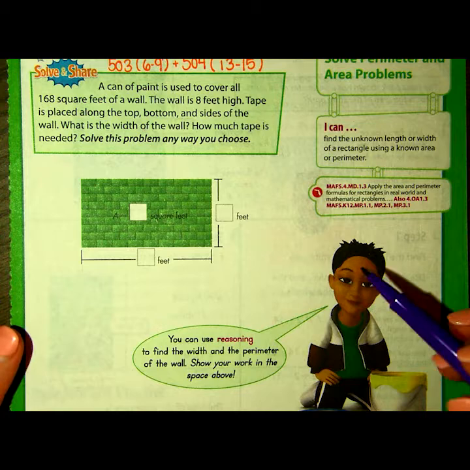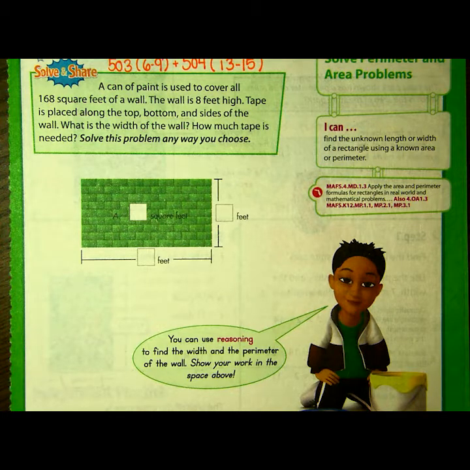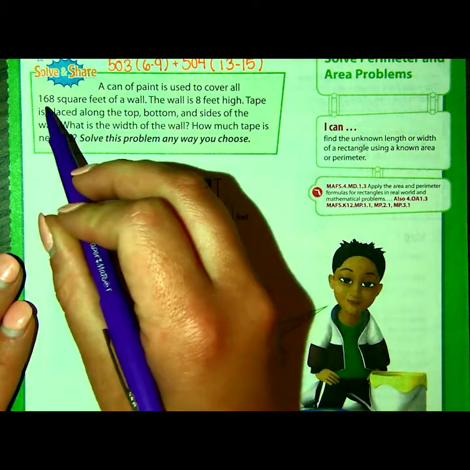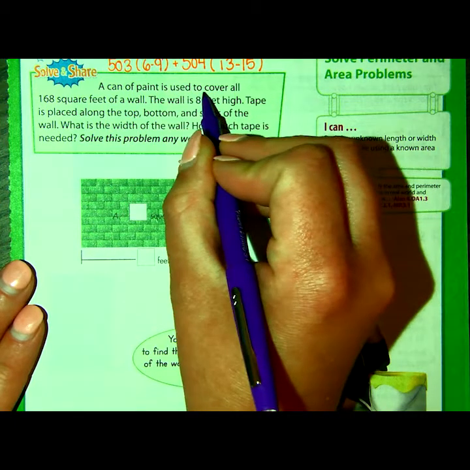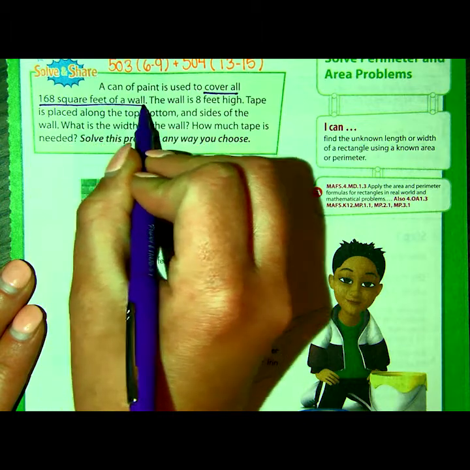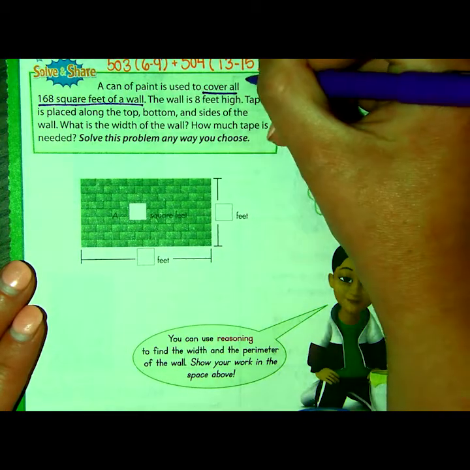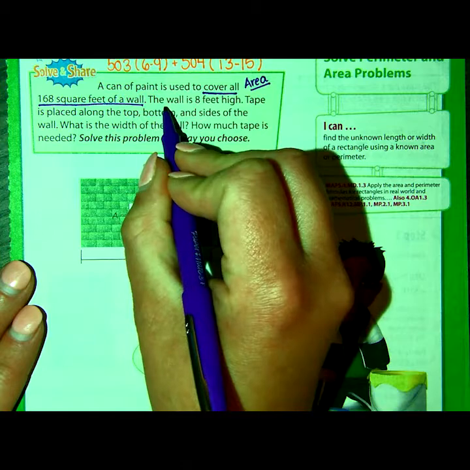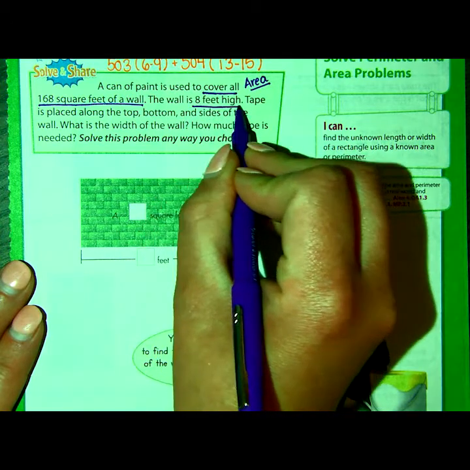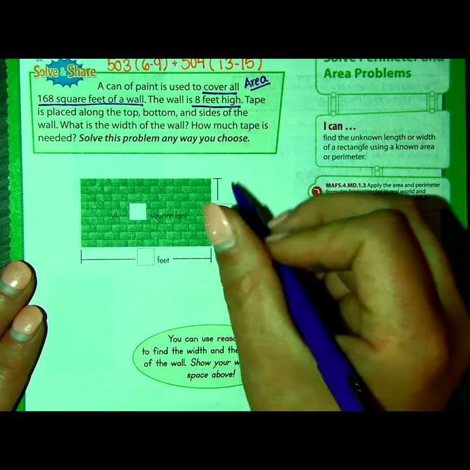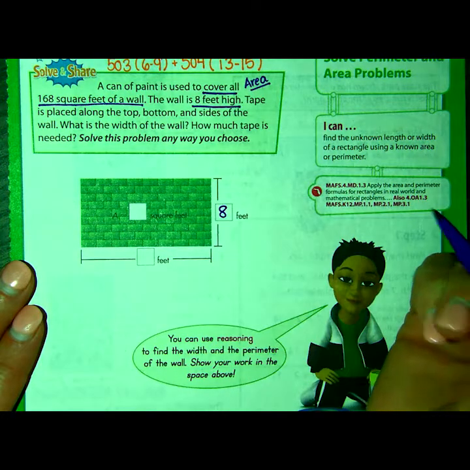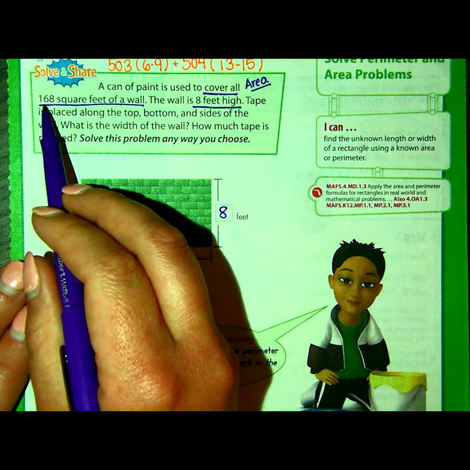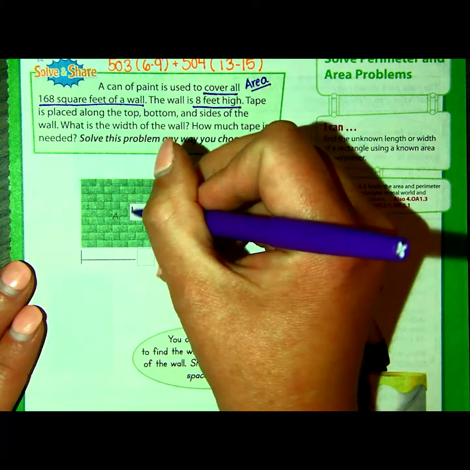This problem I call like a triple whammy, so make sure that you're really following along and paying close attention. A can of paint is used to cover all 168 square feet of a wall. I know right away that's talking about area because we're talking about covering a wall. The wall is 8 feet high. So they've given me one of the dimensions, the height of the wall. They've also given me another important piece of information, the total area. It's 168 square feet.